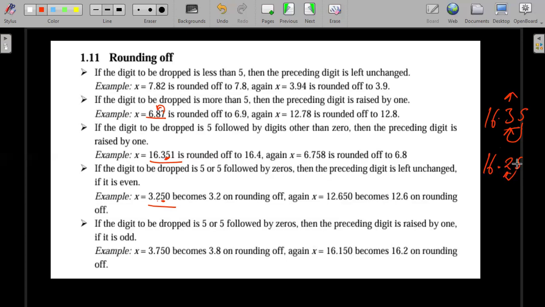If the number next to 5 is an even number, I hope people know what an even number is, numbers like 0, 2, 4, 6, 8, 10, those are even numbers. If you're having an even number next to 5, you are not going to add a 1. So you drop it the way it is, and you're going to have 16.2 in this case.